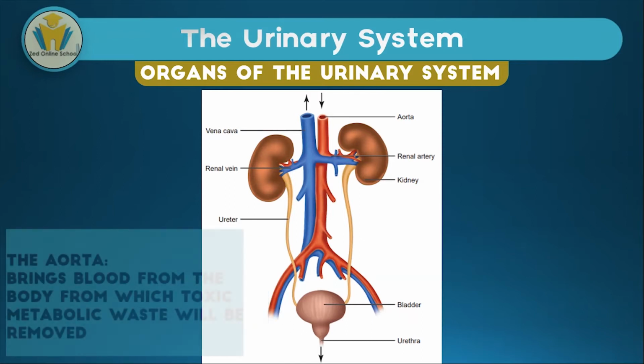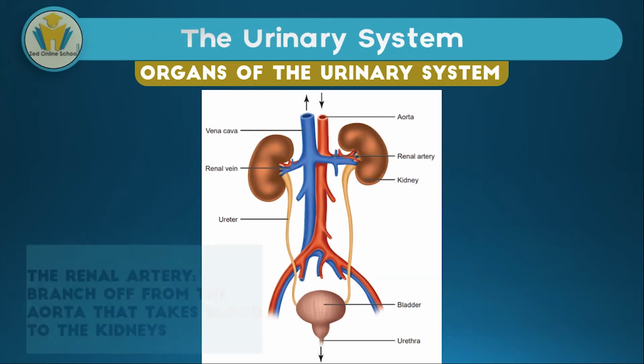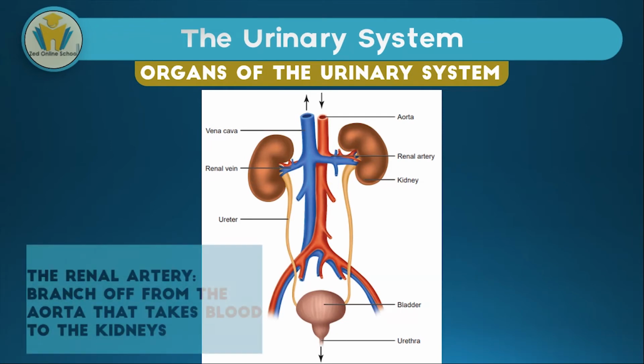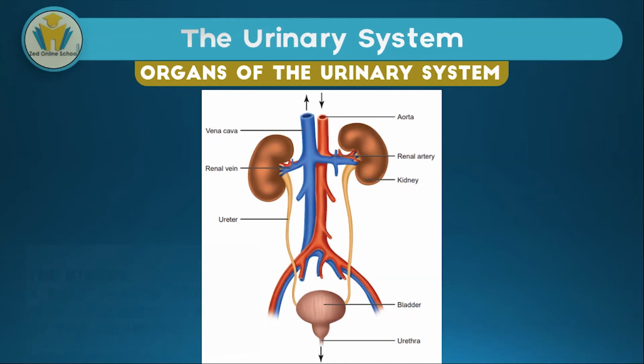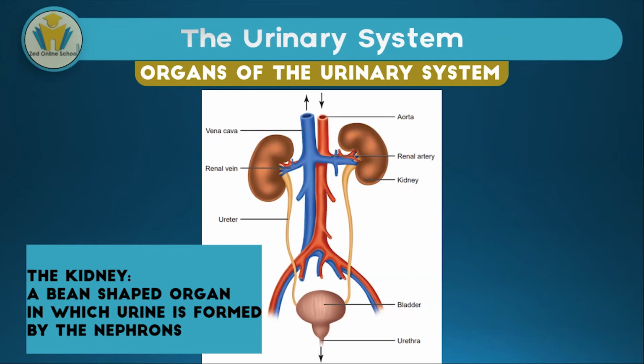The aorta is another blood vessel found in the urinary system. It brings blood towards the kidneys. The blood is taken towards the kidneys using the renal artery that has been shown there in the label. It takes the blood into the kidney for those metabolic wastes to be taken out of it. The kidney is the place where we have nephrons which carry out this process of excretion.